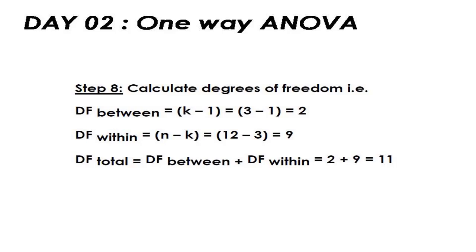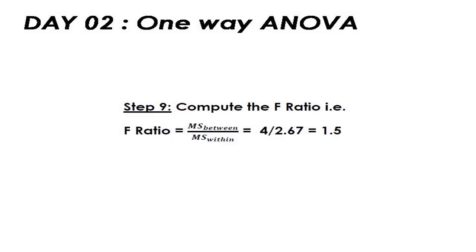Then the step number 9 is to compute the F ratio. F ratio will be equal to MS between divided by MS within.